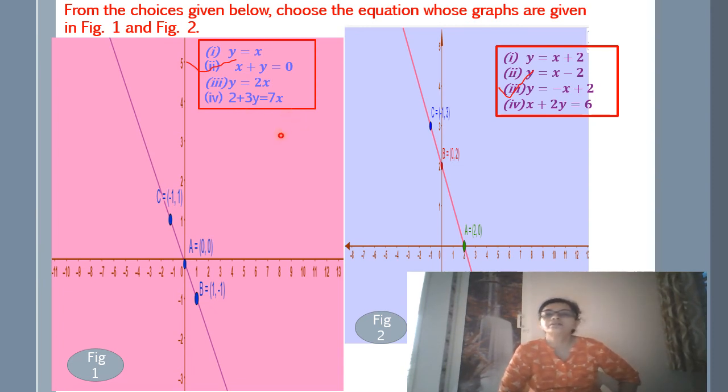Now let us move to the second graph, which is on the blue background. Here also we see a set of four options of linear equations in two variables. I have put a tick on the third option. Let us move to the first option and see whether point B is working or not. Let us replace the coordinates of point B, which are 0 and 2. Write 0 in the place of x. So you get 0 plus 2. 0 plus 2 is 2, and the y coordinate of point B is also 2.